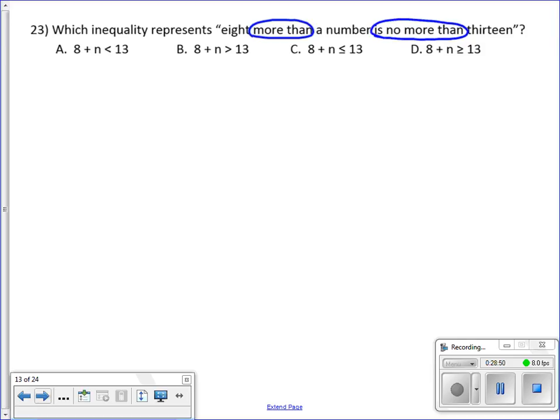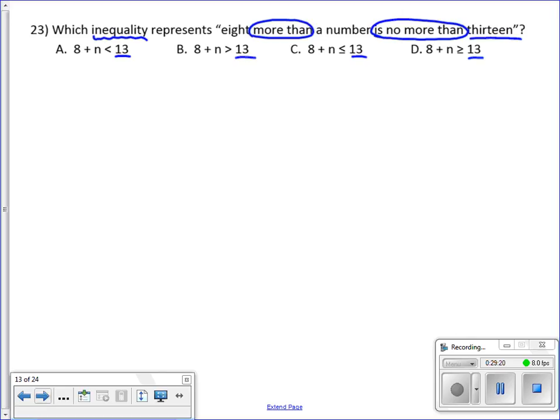That's my inequality. And also, they give you a clue here, because look what they're saying. Which inequality? Not to mention, all of our answers have inequalities. In a way, they should have had some equations in there. Also, it's 13 on the end. Now, that doesn't help us too much, because everything has 13 at the end of it. So 8 more than a number. That means it could go either way, right? 8 plus n or n plus 8. Well, if you look at all these, all of them are n plus 8.